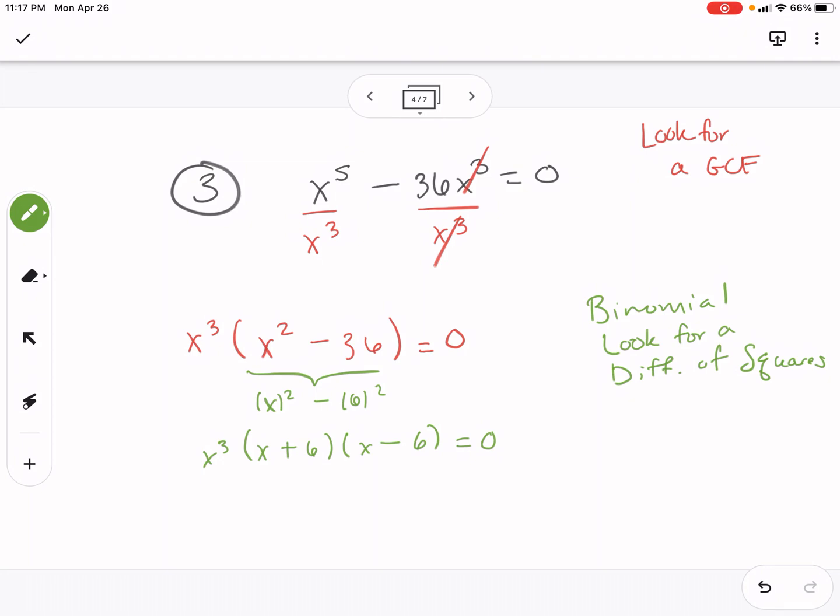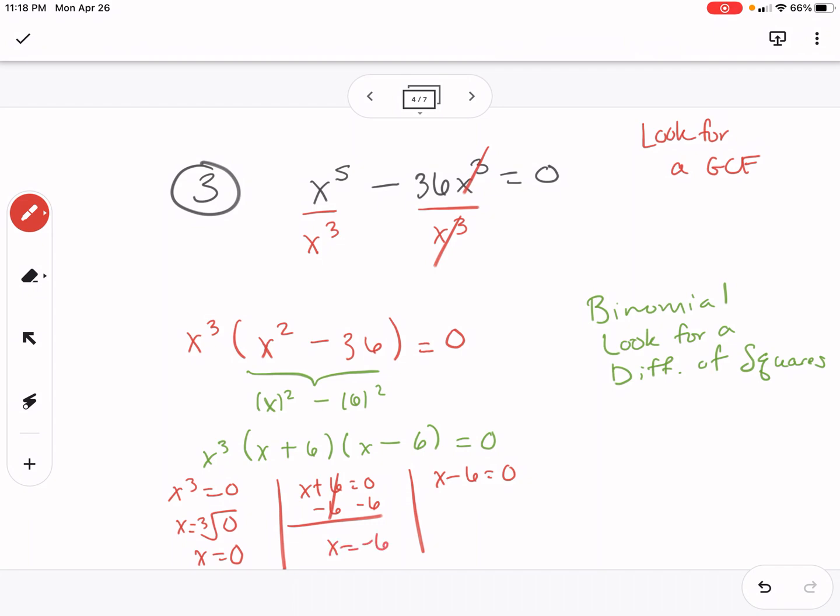Now that I have all my factors, I'm going to set each of them equal to 0 and solve for x. Here I would do the cube root of 0, but that's just 0. Here the opposite of plus 6 is minus 6. Here the opposite of minus 6 is plus 6. So my solutions are 0, negative 6, and 6.